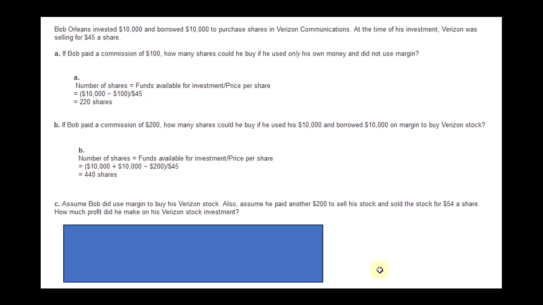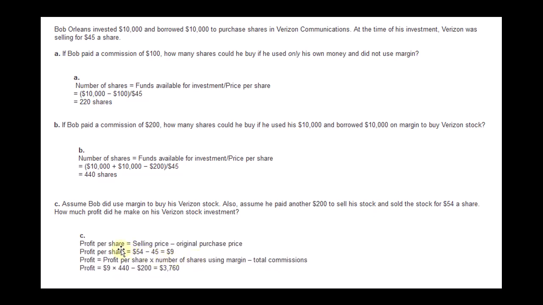All right, third question. Assume Bob did use margin, and he paid another $200 to sell his stock and sold the stock for $54 a share. How much profit did he make? In this case, the profit per share is the selling price minus his original purchase price. So he sold it for $54, he paid $45, that's a $9 profit per share.